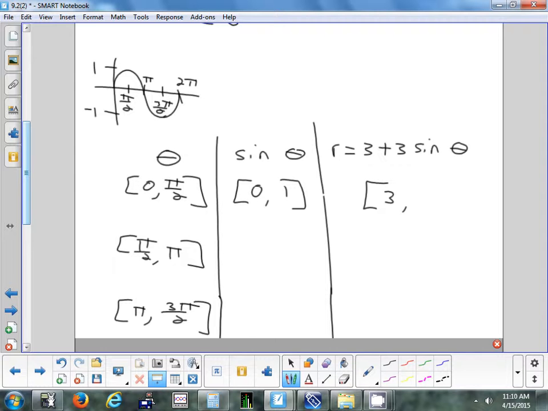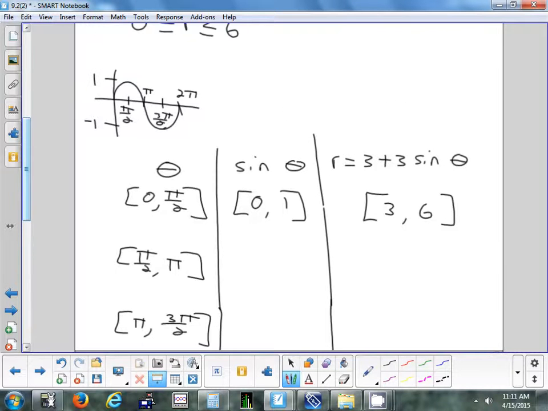and then it's going to get bigger. What's the largest my radius is ever going to hit? And that's when the sine of theta becomes 1. James? 6. If the sine of theta becomes 1, and you triple it, you get 3. Plus 3 is 6. So my radius, when we sketch this, is going to be increasing from 3 to 6 over the angles 0 to pi over 2. Okay, I'm going to do the same thing 3 more times.